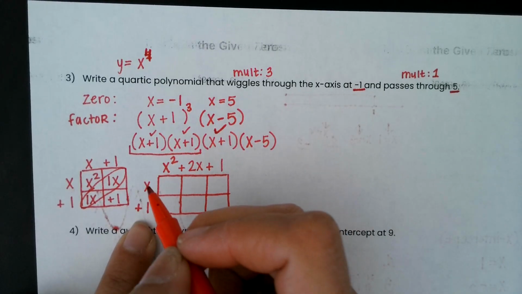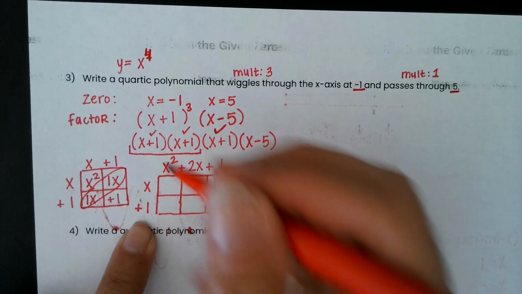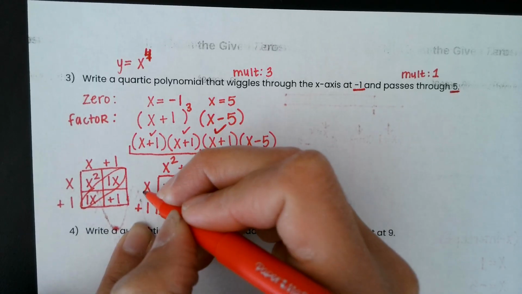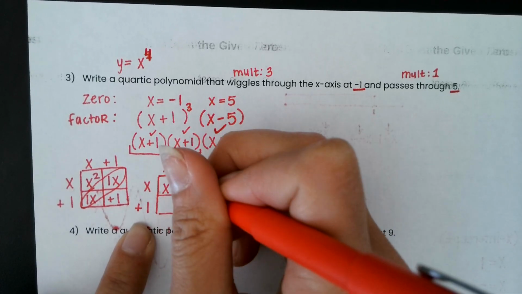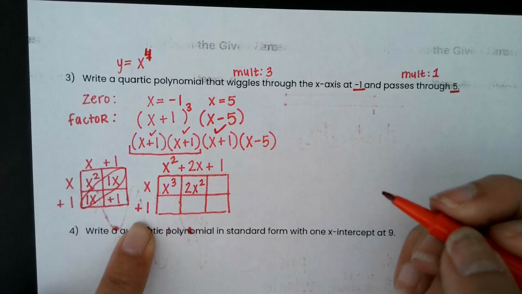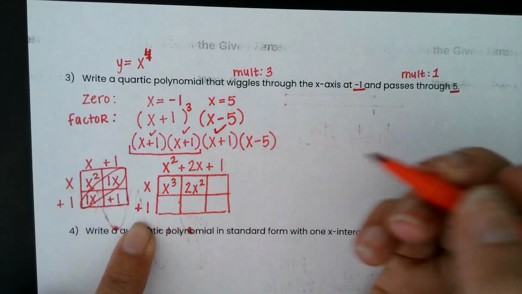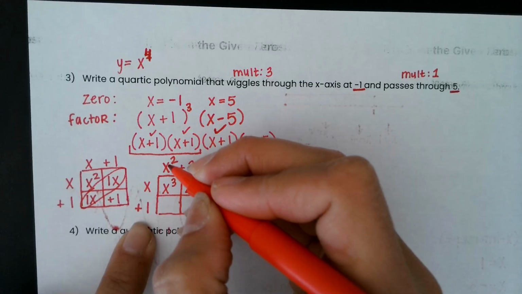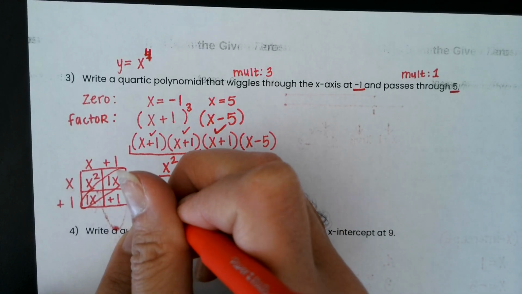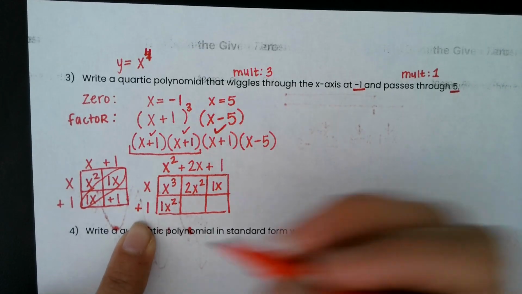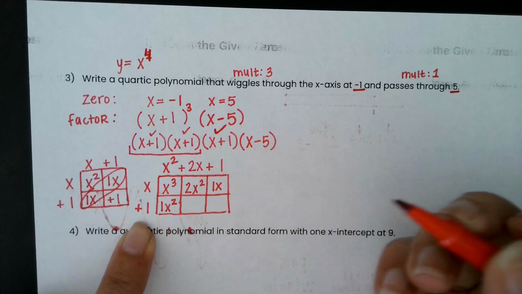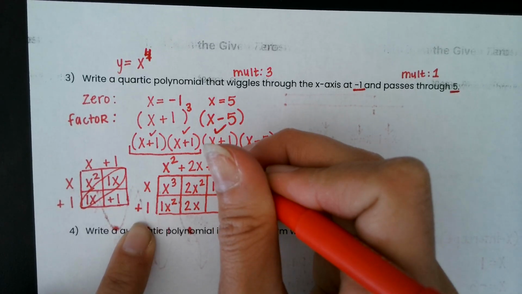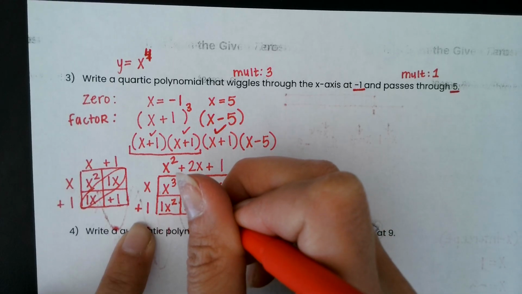All right, so x times x squared is x to the third. 2x times x is 2x squared. 1 times x is 1x. 1 times x squared is 1x squared. 1 times 2x is 2x, and 1 times 1 is 1.